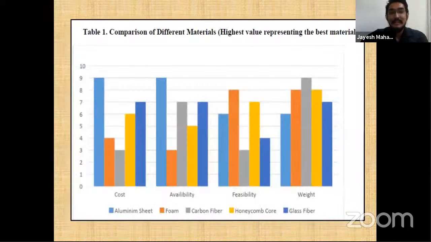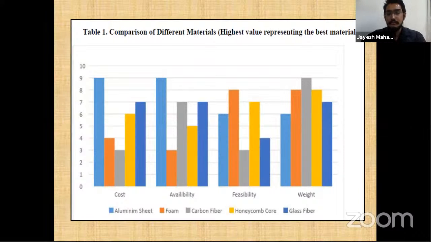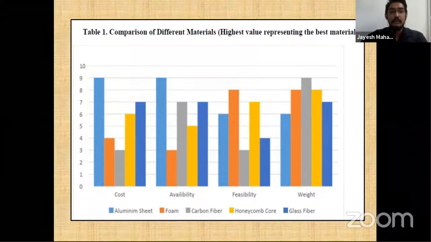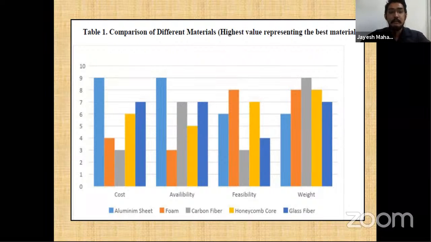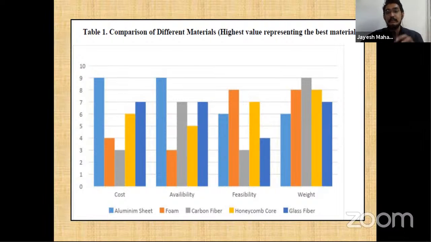But yes. How do you compare materials and choose a material? You can try this on your own according to your own knowledge. Here are a few materials which I have compared according to the criteria I want to compare: cost, availability, feasibility, and weight as well. This is how you can rank materials, and as per the rank, you can decide which is most suitable for your purpose.